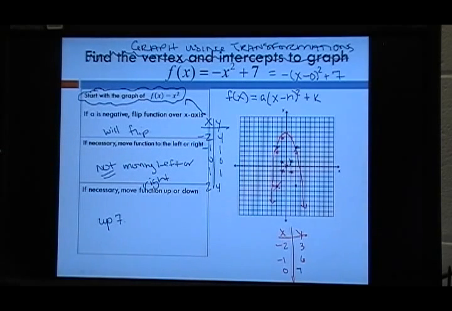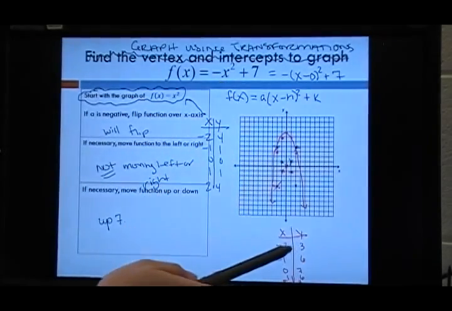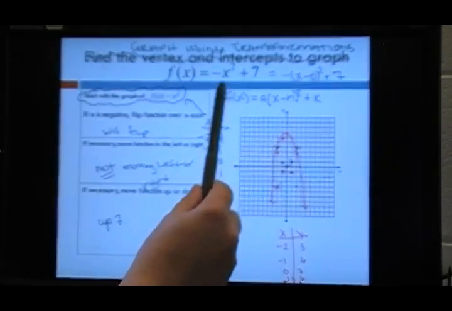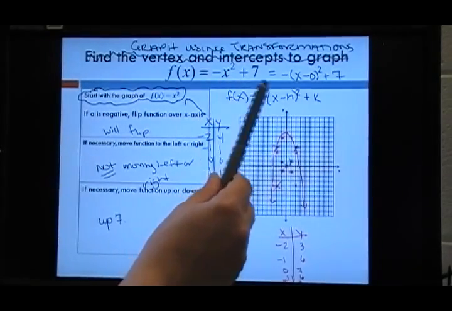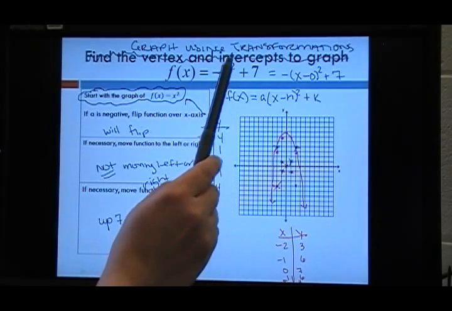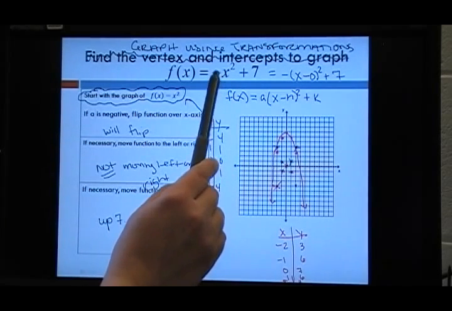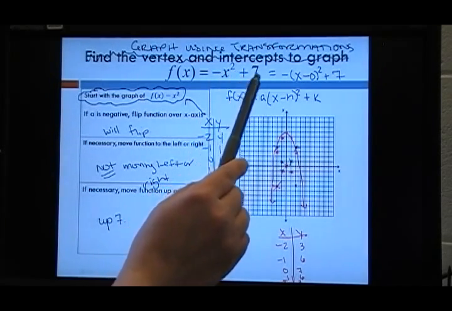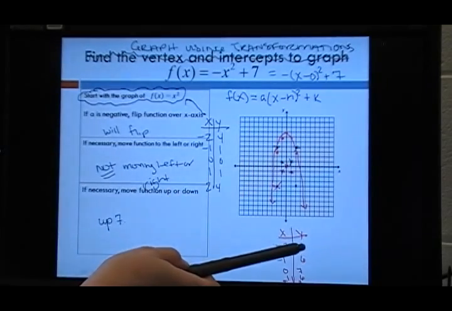At 0, 7. At 1, 6. And at 2, 3. Sorry, I kind of ran out of room. Is it true that if you substitute -2 in for x, the corresponding output is 3? So we have the opposite of x squared plus 7. If we do -2 times -2, that's 4. And -4 plus 7, I do get 3.